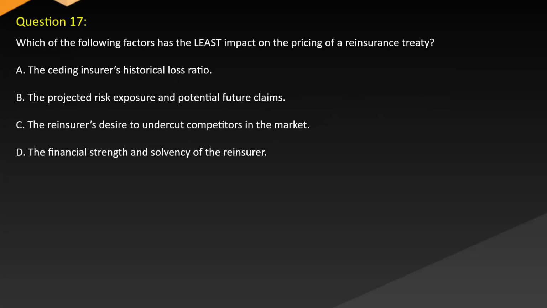Question 17. Which of the following factors has the least impact on the pricing of a reinsurance treaty? A. The ceding insurer's historical loss ratio. B. The projected risk exposure and potential future claims. C. The reinsurer's desire to undercut competitors in the market. D. The financial strength and solvency of the reinsurer.